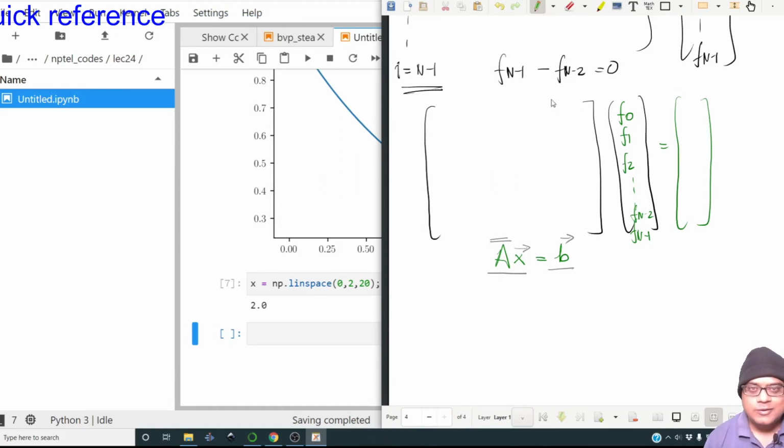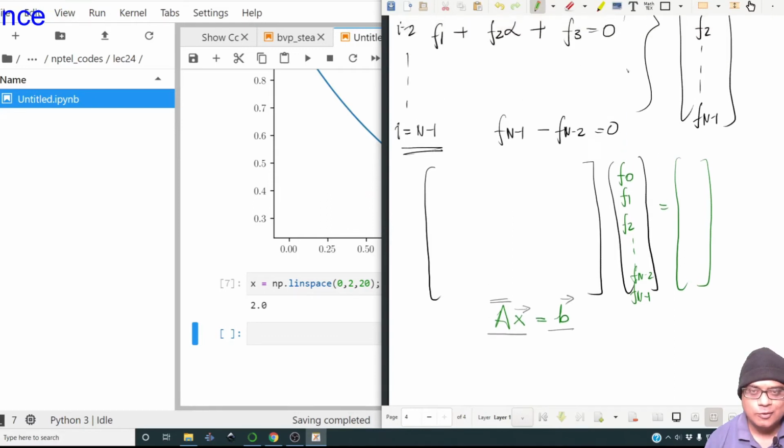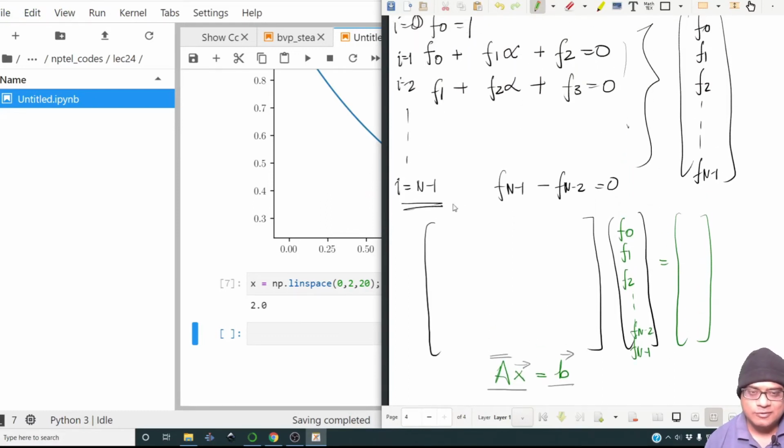So let us populate those vectors. So what do we have? For the first node, f0 equal to 1. So this will be 1, 0, 0, 0, 0, 0 equal to 1. So this is 1 times f0 equal to 1. Over here we have 1, alpha, 1, then all zeros. This is going to be equal to 0. Over here there is no f0, so this becomes 0, 1, alpha, 1, and everything else is going to be 0. Again, this is 0, 1, alpha, 1, 0.